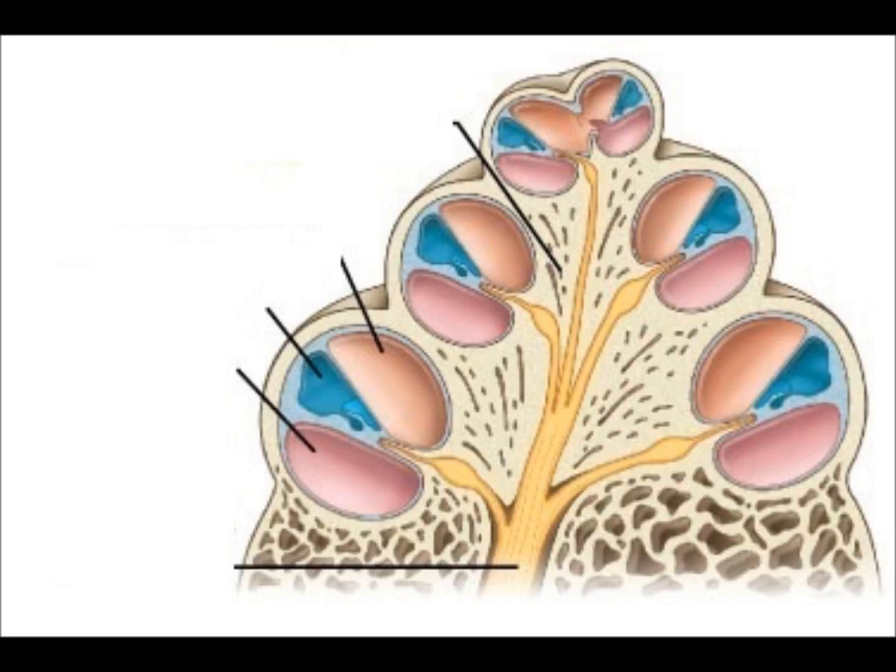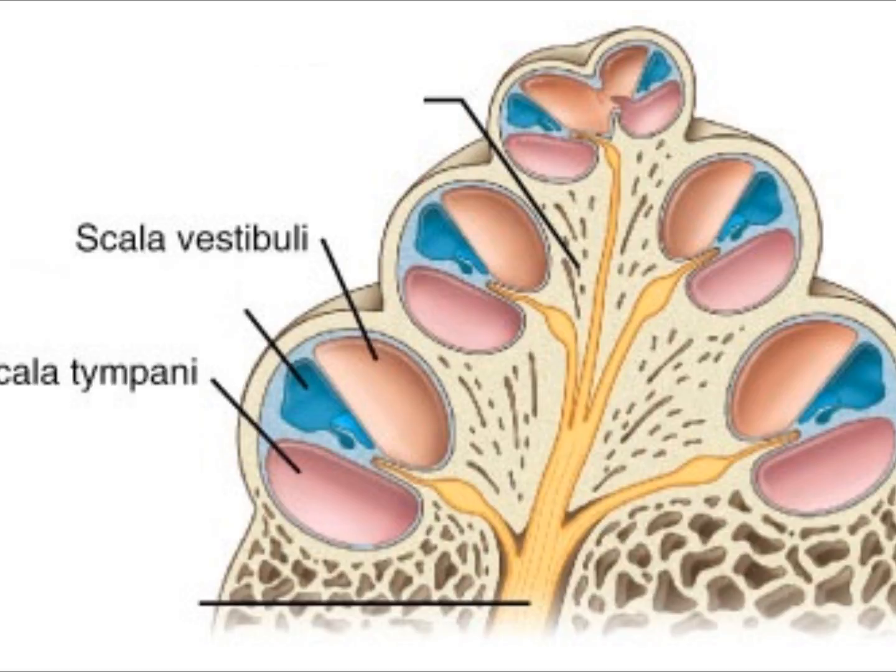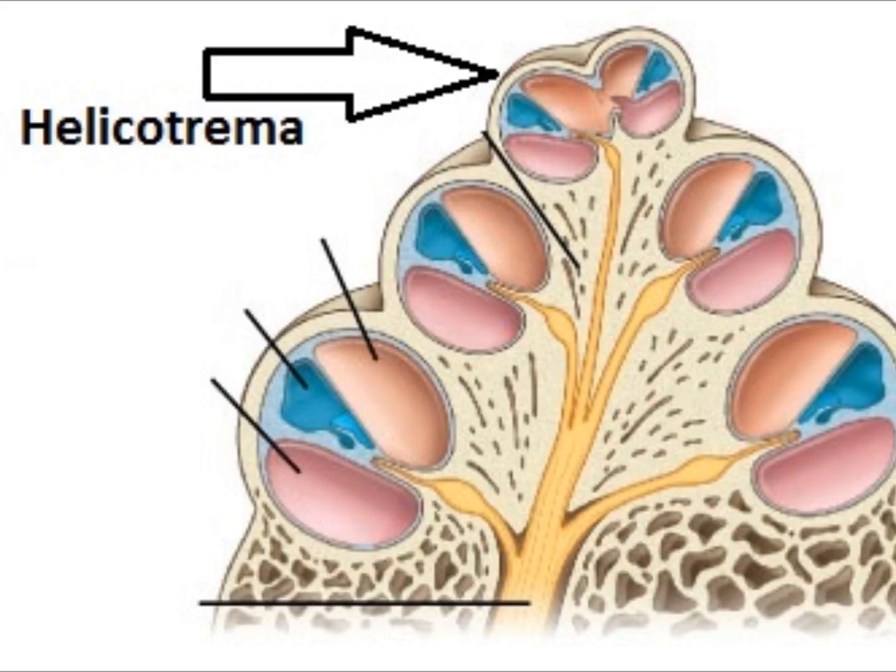2 of these tubes, the scala vestibuli and the scala tympani, are separated by a 3rd membranous tube, the scala media. While the scala vestibuli and scala tympani are regarded as 2 separate tubes, they actually communicate at the apex of the cochlea at a point known as the helicotrema.